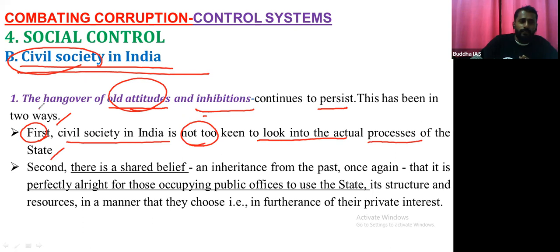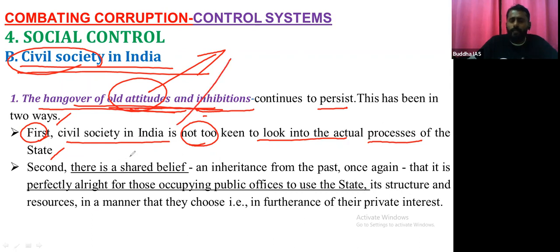You have to connect this to the old attitudes and inhibitions that we have. Even after getting independence, our attitude has not changed. During the British era, when the Britishers were ruling, this attitude was present. They were not keenly looking into what is going on in the state. The same has continued now also.